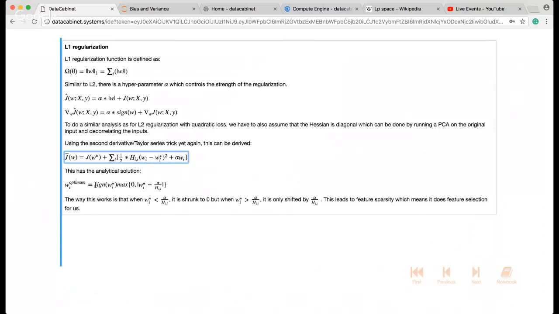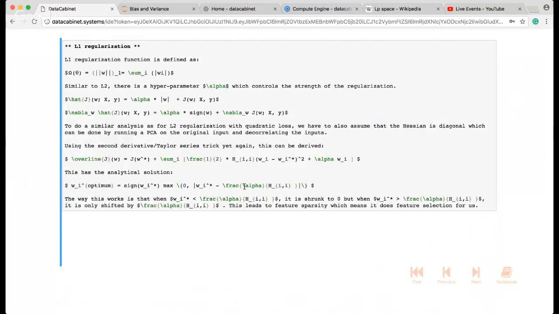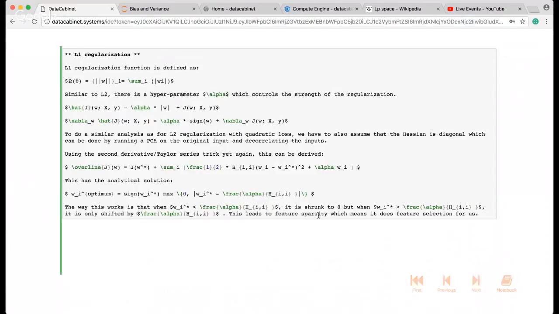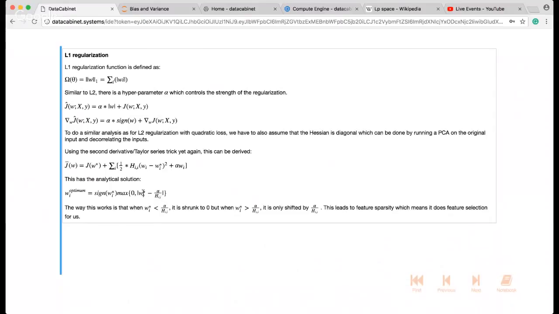And the analytical solution for the optimum value of Wi is the sign of Wi star multiplied by the max of 0 and Wi star minus alpha divided by the Hessian Hii. This has an interesting property: it does feature selection. If Wi star minus alpha divided by Hii is negative, then the result is 0. I think I wrote it wrongly; I don't think there's an absolute value sign here. So it's either 0, or positive.